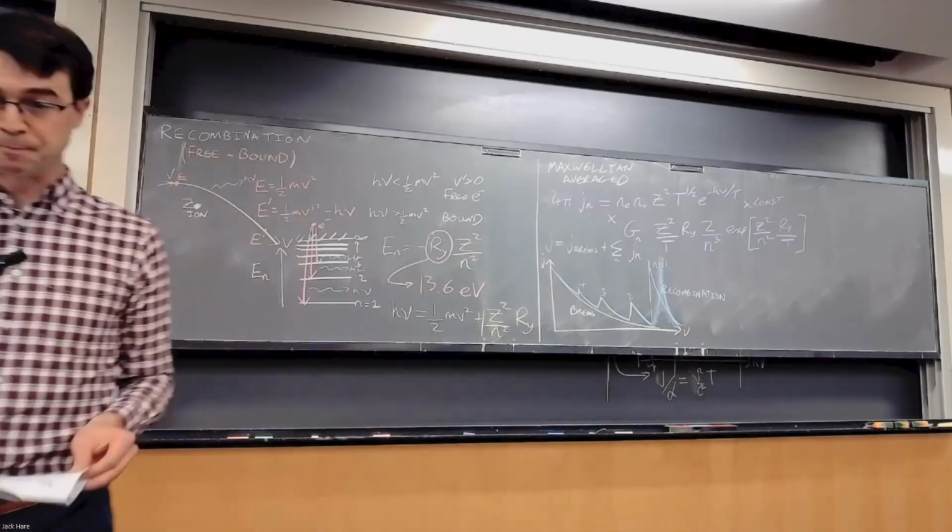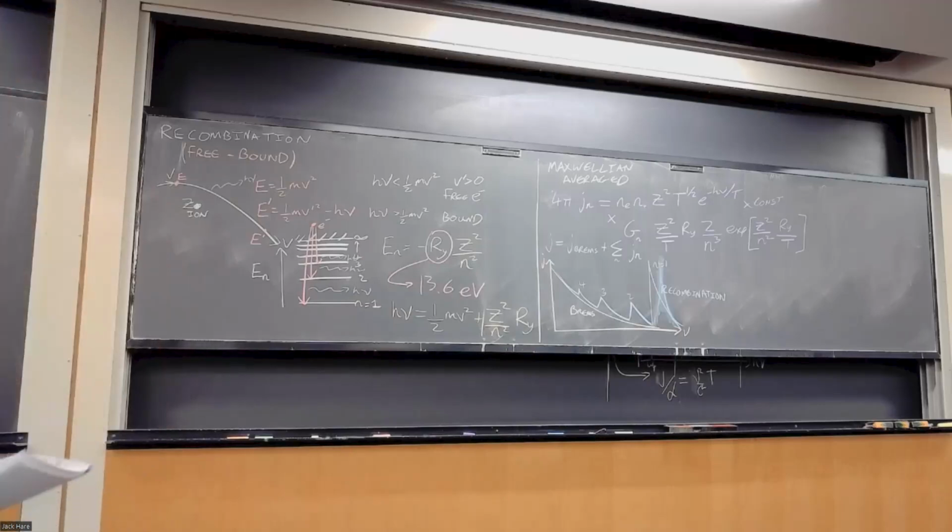Professor? Yeah. So if the photons released are greater than the kinetic energy, but it's not equivalent to one of the discrete energy levels, what happens then? Does it just not get bound?